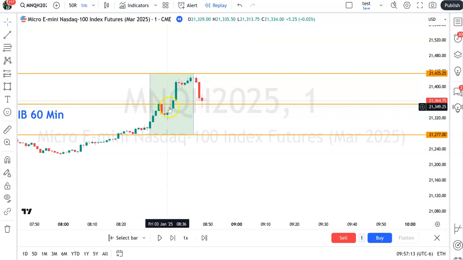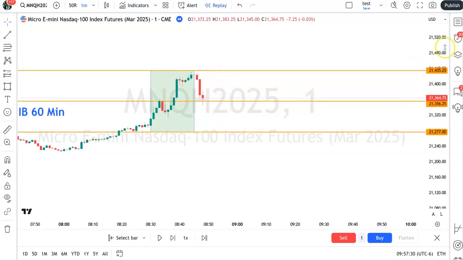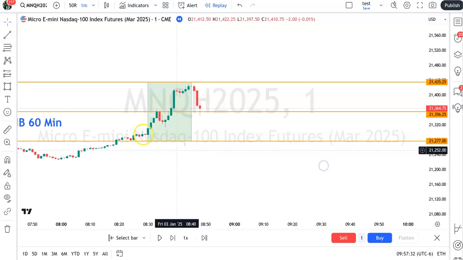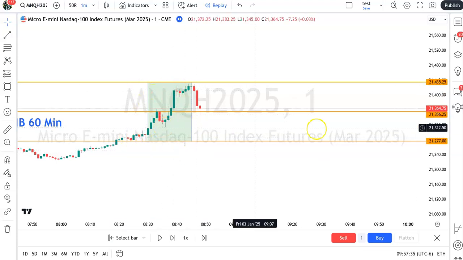The reason I do that midpoint is a lot of times that will also act as a resistance or support zone, and it also gives us a point of reference of where we may be within that zone. Okay, hopefully that makes sense. But you can see here a 155 point range.